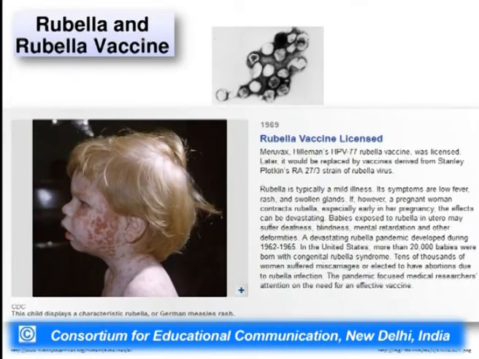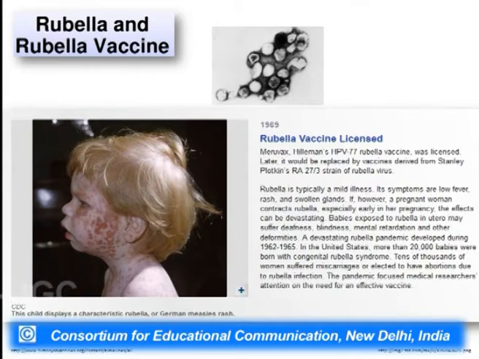Now, rubella is again caused by a virus. The first rubella vaccine to be licensed was in 1969. Meruvax, that is Hilleman's HPV-77 rubella vaccine, was licensed. Later it was replaced by Stanley Plotkin's RA 27/3 strain of rubella virus.